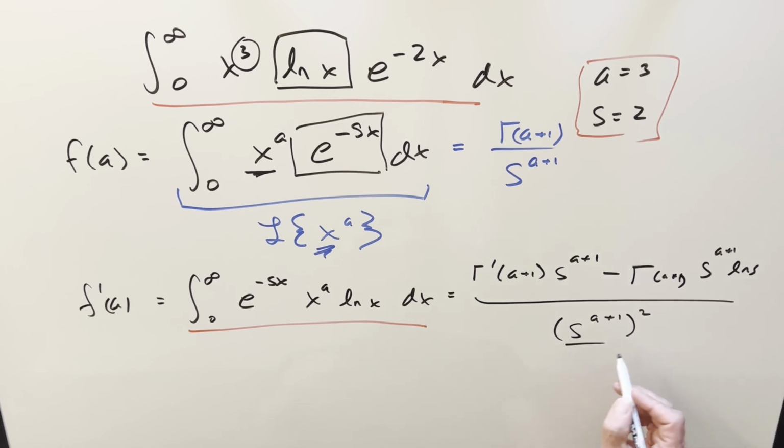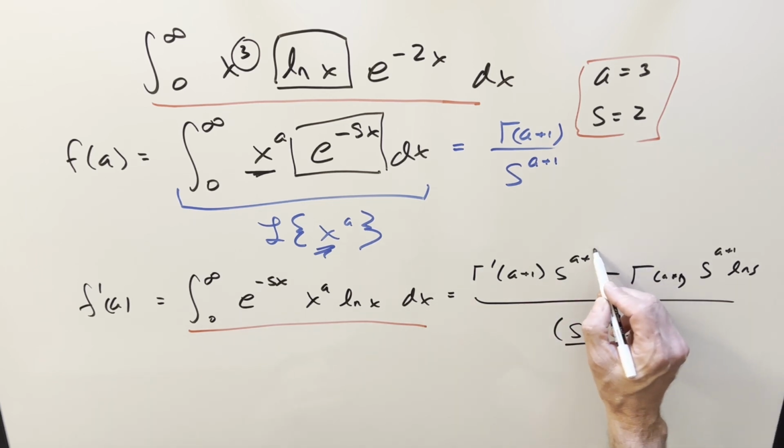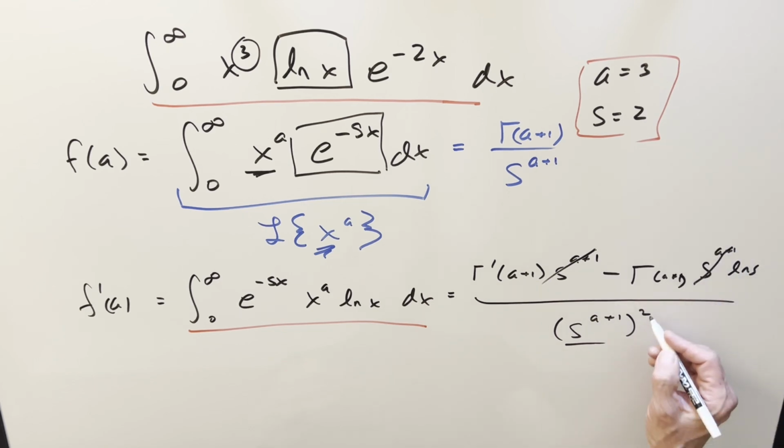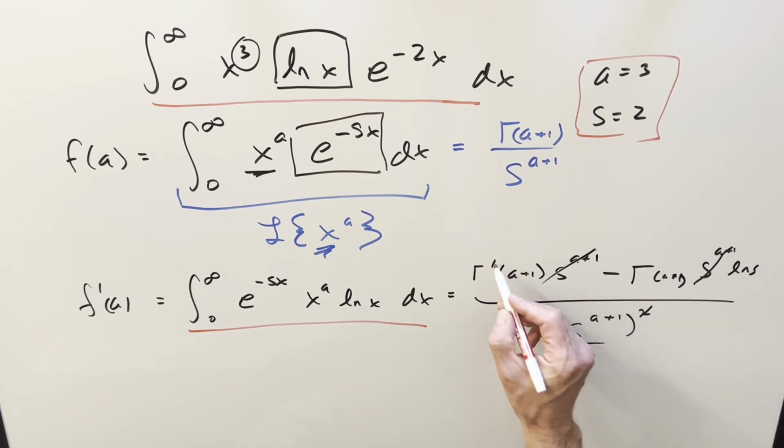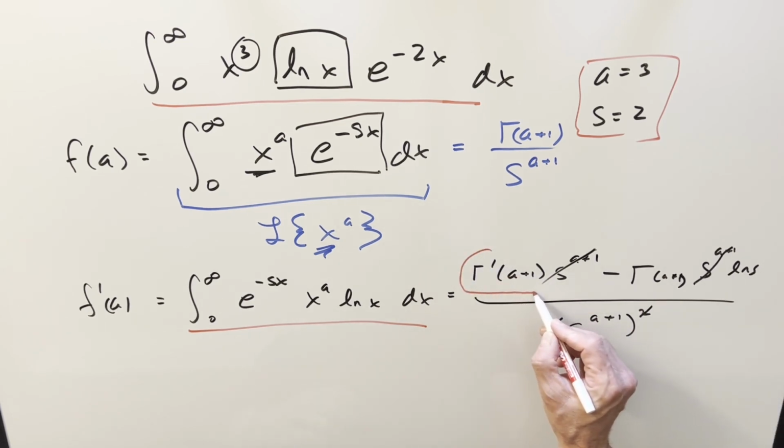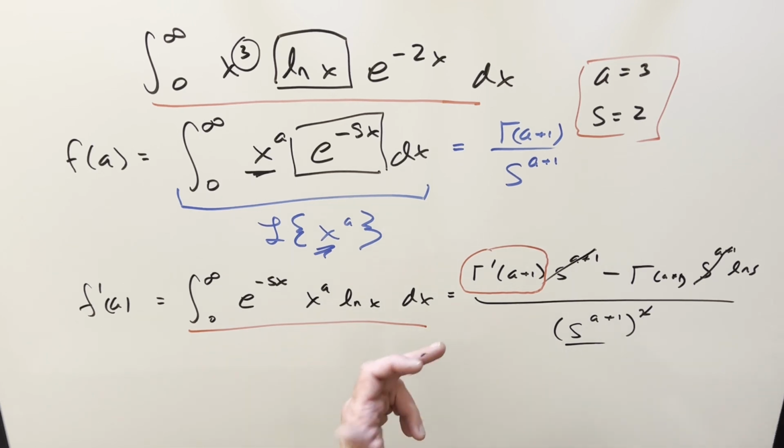But then we've got something in common, this s to the a plus 1. If we factored it out, it's going to cancel all over the place. We can cancel this with one of these. And we're getting somewhere, but the part that's kind of gnarly is this right here. It's kind of weird to think about the derivative of the gamma function because the gamma function can be expressed as an integral, but then how do we simplify this?